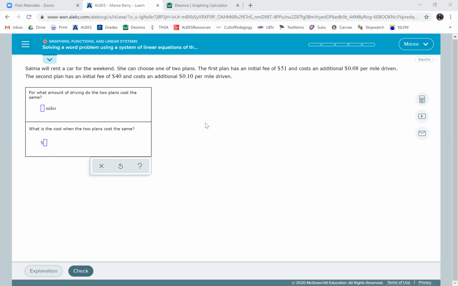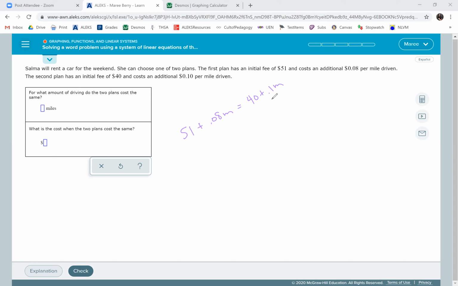So we first have to write them down. Selma will rent a car for the weekend. She can choose one of two plans. First plan is initial fee of 51, additional 0.08 per mile driven. Second plan has cost $40 plus 10 cents per mile driven. When do they cost the same? Set them equal to each other.